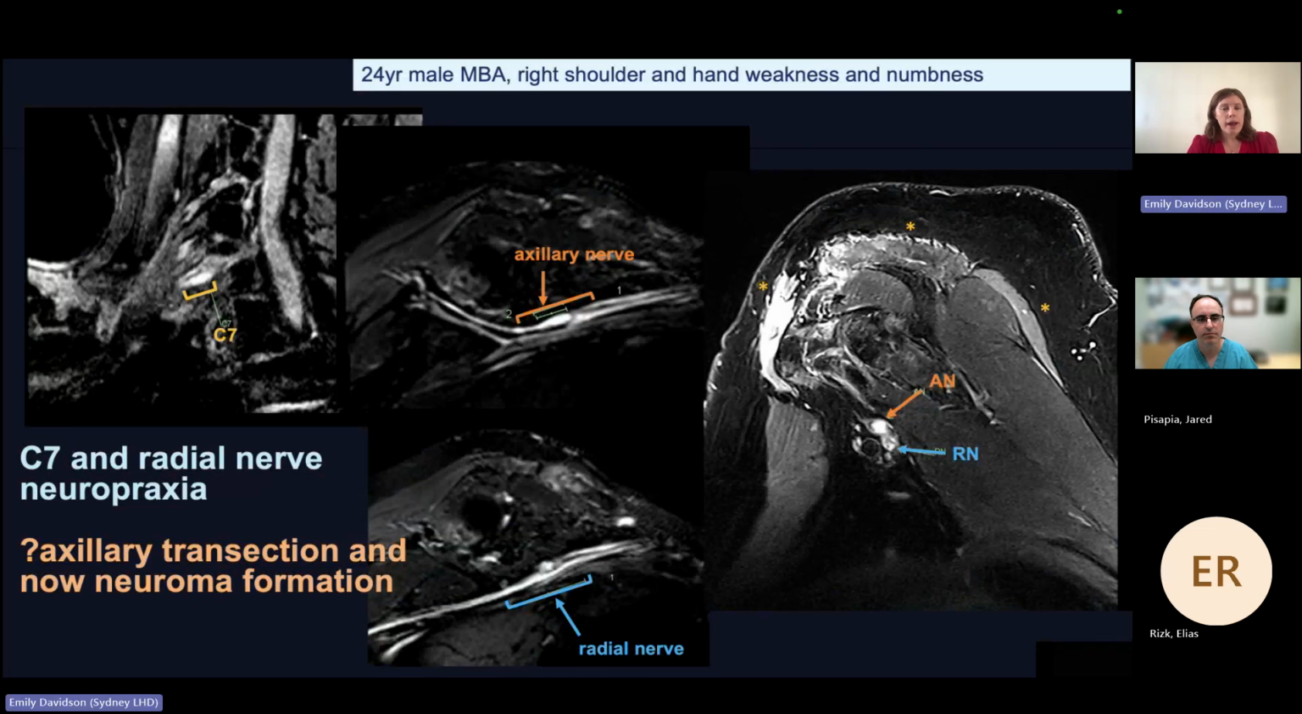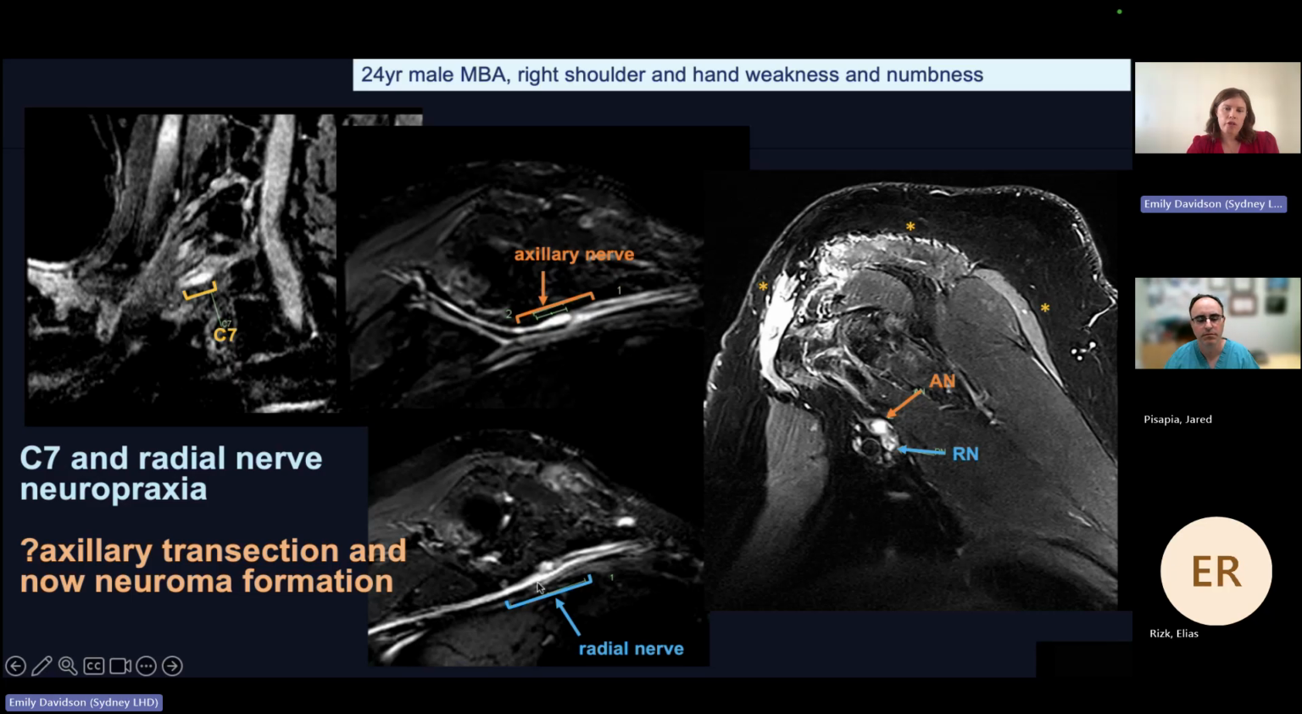Compared to this patient who had a motorbike accident, this was scanned 10 weeks after his injury. We can already see that there are denervation patterns happening in the deltoid. When we look at the axillary nerve, there's abnormality over about a 3 centimeter segment, with focal expansion of the nerve and potentially a break in the nerve architecture through here. So the question is, has there been a transection or a high-grade axonotmesis, and now you've got a neuroma that's formed, a neuroma in continuity at that axillary nerve.